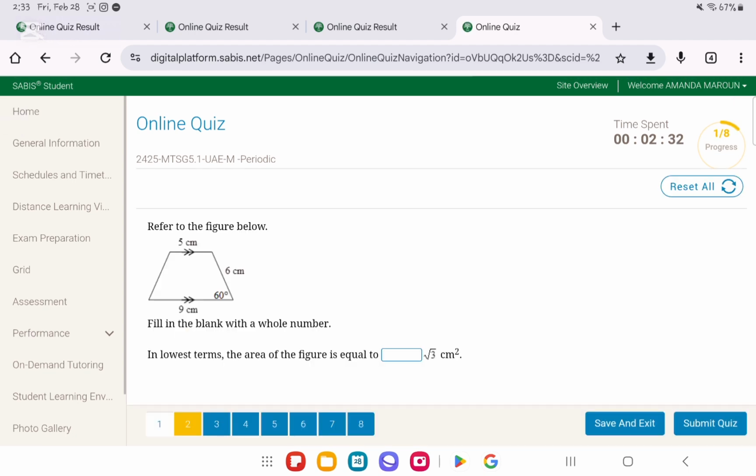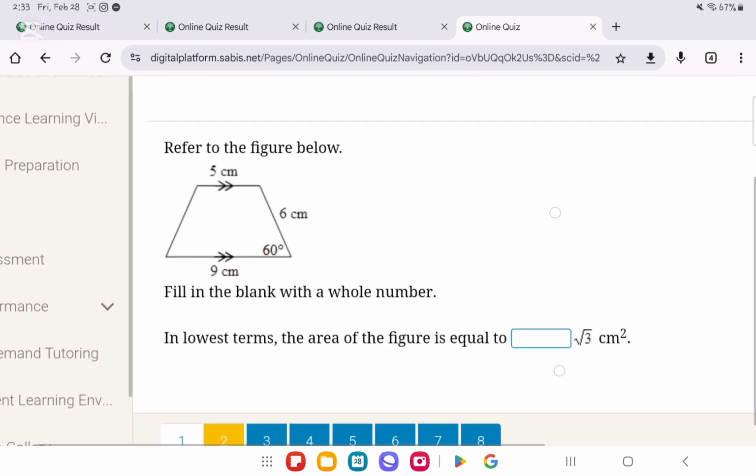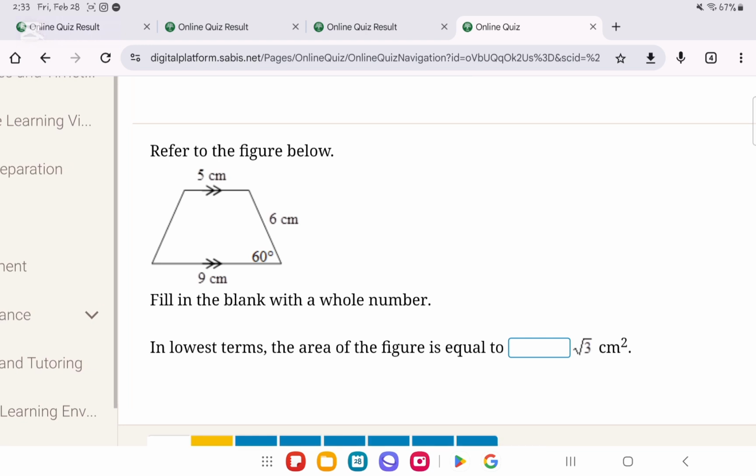We move on to question number 2. They said, refer to the figure below. Fill in the blanks with a whole number. In lowest terms, the area of the figure is equal to. They need us to find the area of a trapezoid. In this case, we are given what?